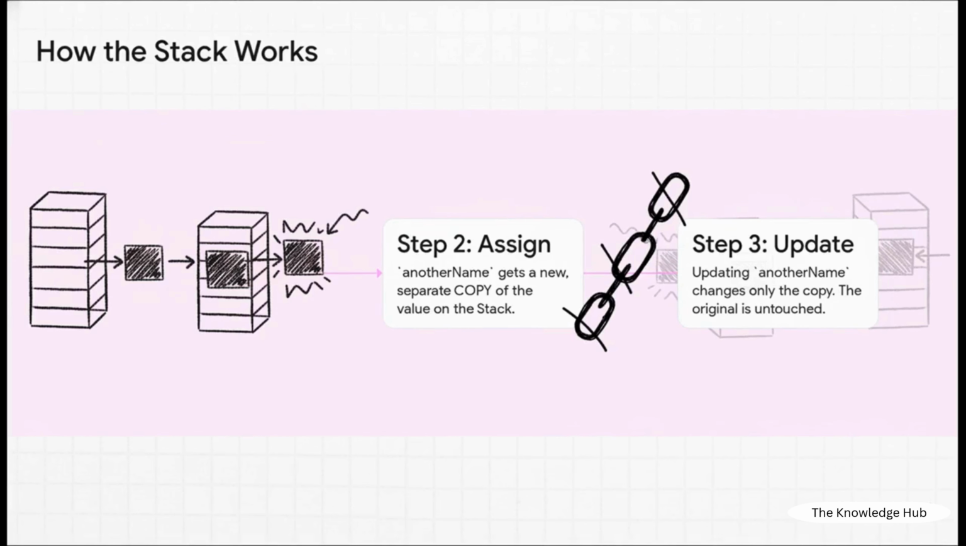Okay, let's walk through this. Line 1, myYouTubeName is created, and its value, that string, is put directly onto the stack. Now line 2, and this is the important part. When we create anotherName, the stack makes a brand new, completely separate copy of that value. So when we change anotherName on line 3, the original myYouTubeName is totally untouched. They are two separate things.